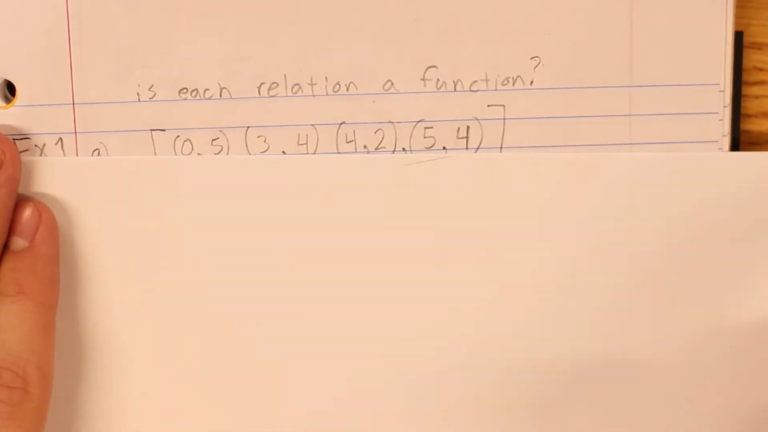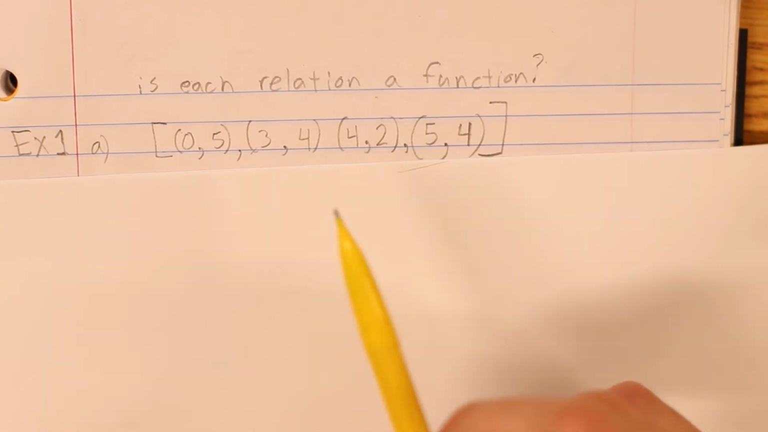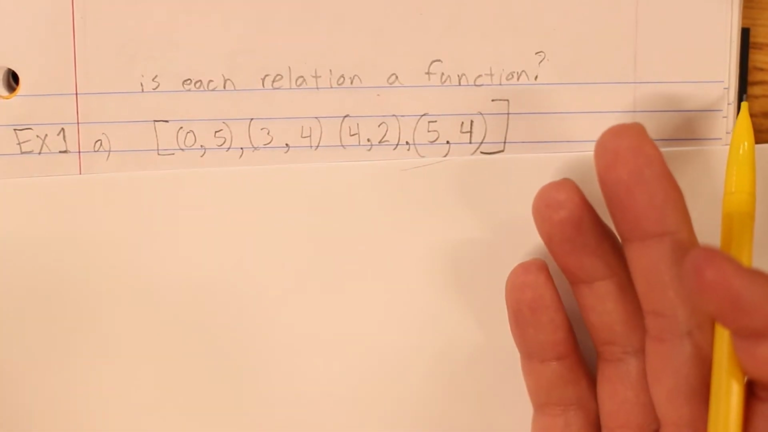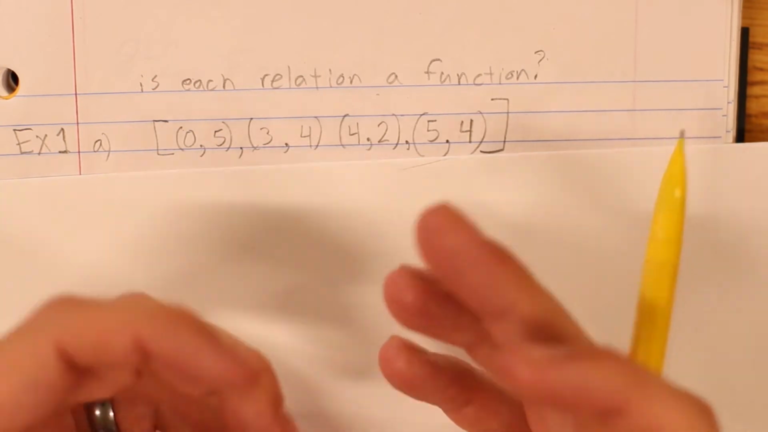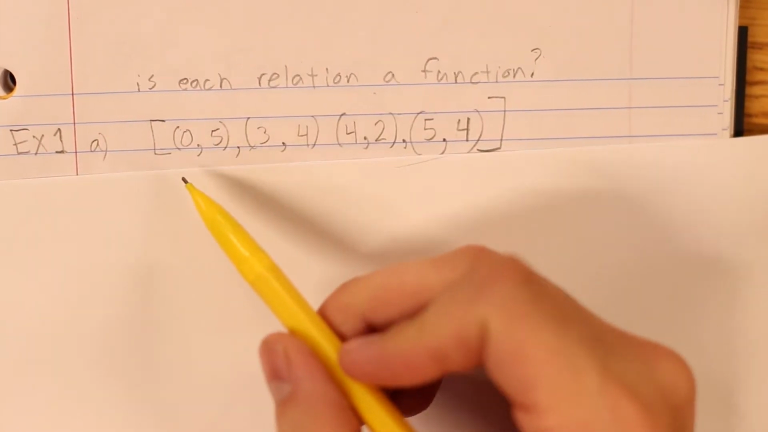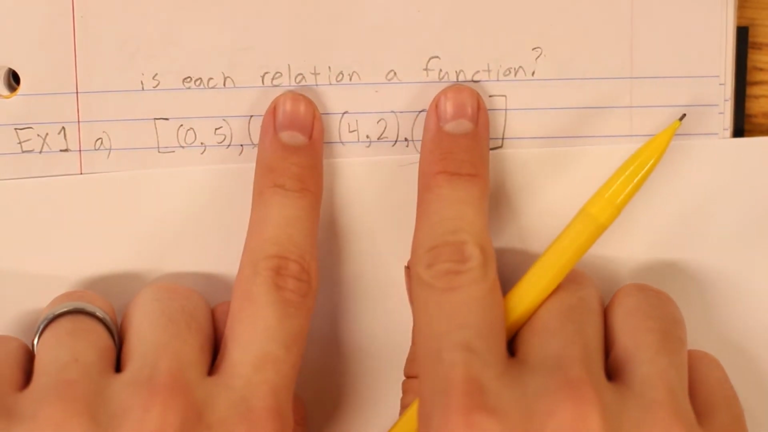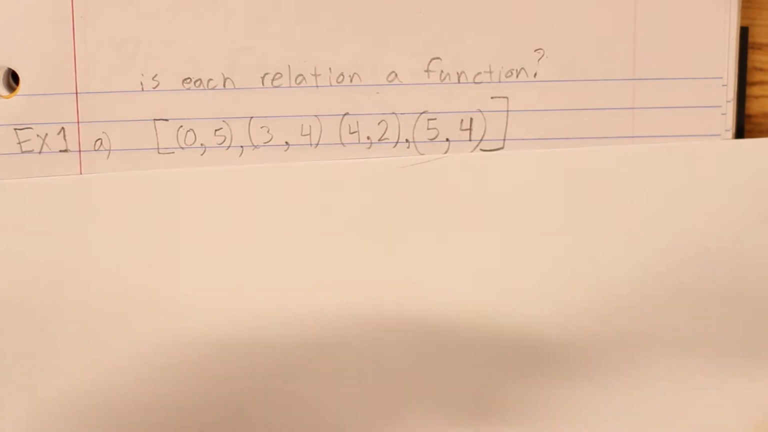Is each relation a function? So this is a relation. It's a set of ordered pairs, like if you have a set of action figures or a set of CDs. It means that you got more than one usually. So this is a set of ordered pairs. That's an ordered pair, that's an ordered pair, that's an ordered pair, so we got a set.